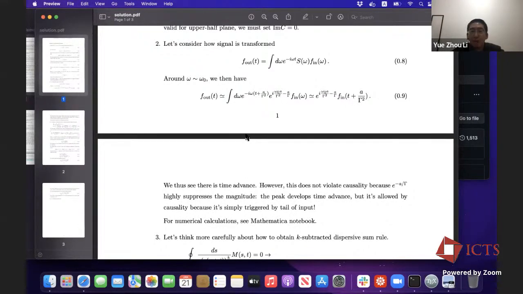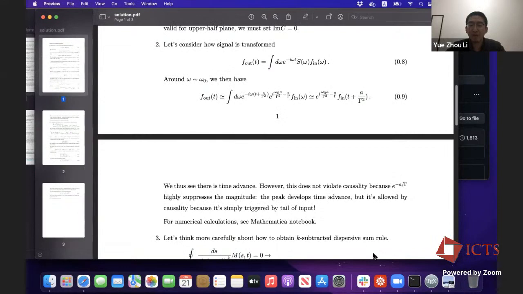So when we say the time advance violates causality, it means that in a time range where there is no input signal, you find there is an output signal. Of course, this sort of time advance violates causality. But the idea now is that you have an input signal extending to minus infinity in time. It's just very small, but this sort of tail could trigger an output signal, which is also small. So it's all fine with causality.